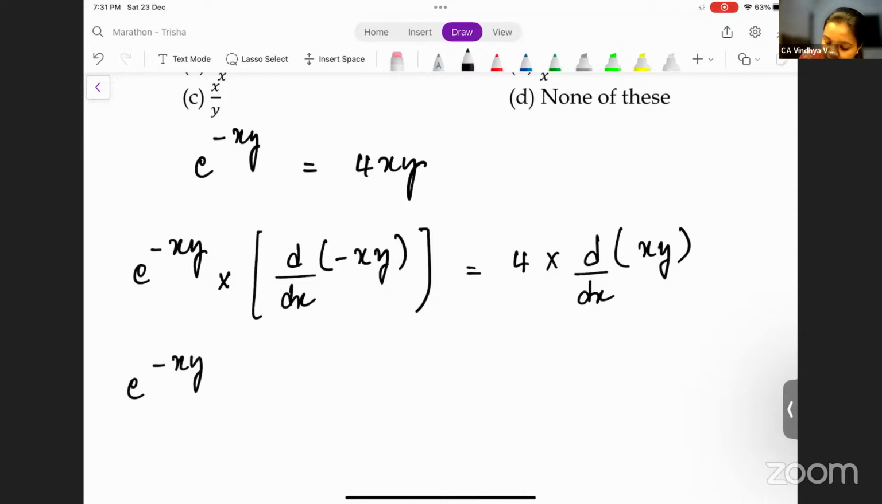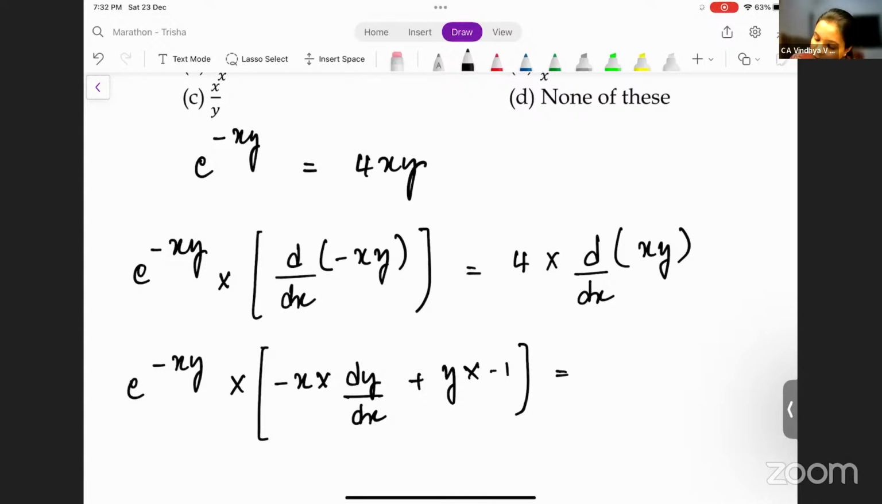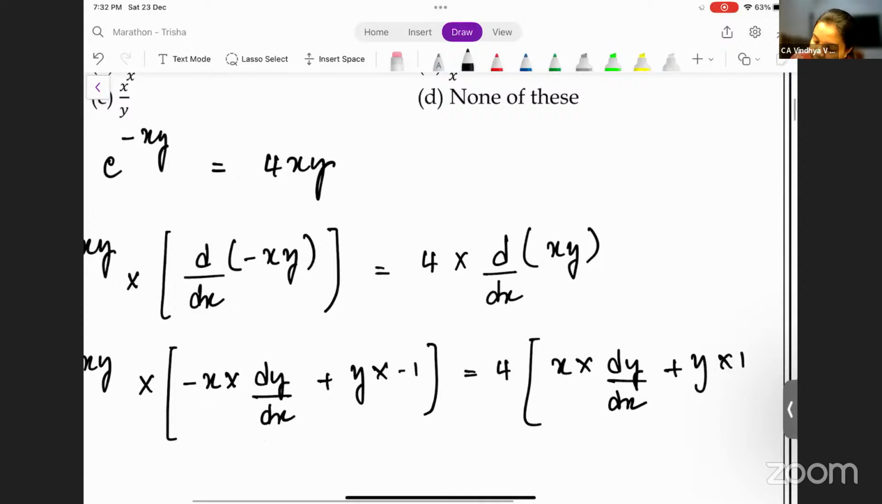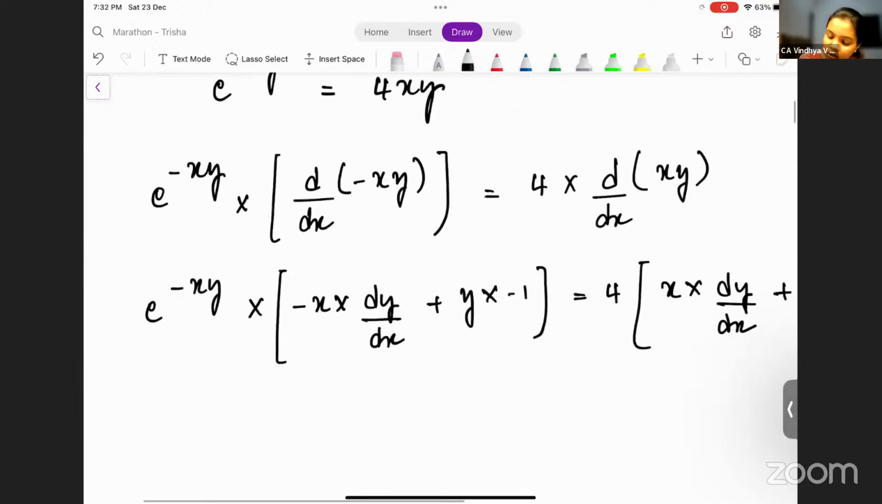So you have e power minus xy into, here, can I say minus x is one term, y is another term. So the product rule is applicable. So minus x into dy by dx plus y into minus 1 is equal to 4 into x into dy by dx plus y into 1. I hope this is clear until here. Yes? Okay.